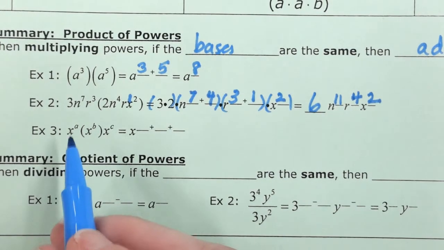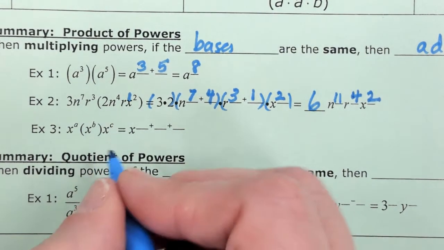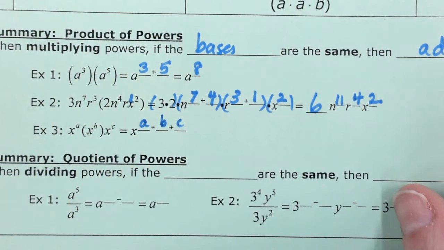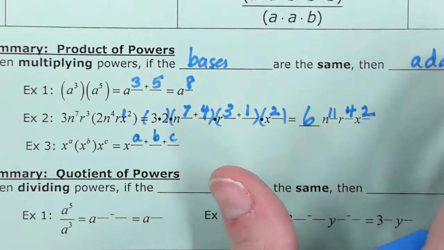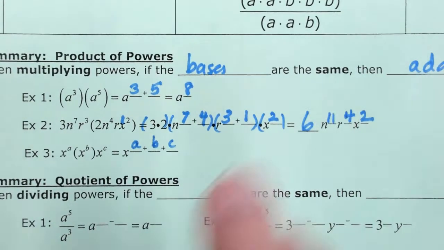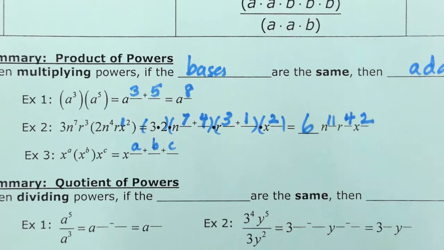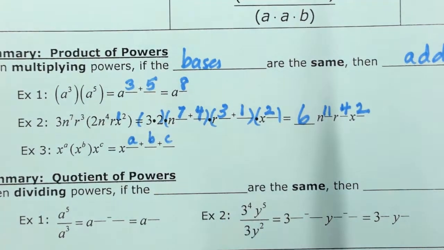So if I have x to the a times x to the b times x to the c, it's x to the a plus b plus c. All right? So that's multiplying. When we multiply, anytime we're dealing with multiplying things that have the same base and they have exponents, we're going to add up the exponents.